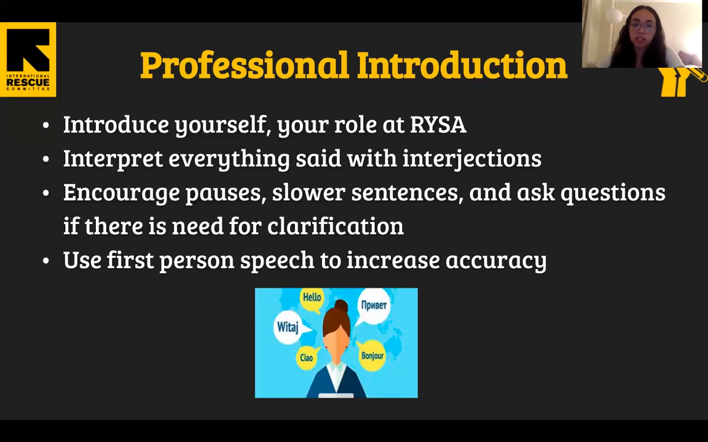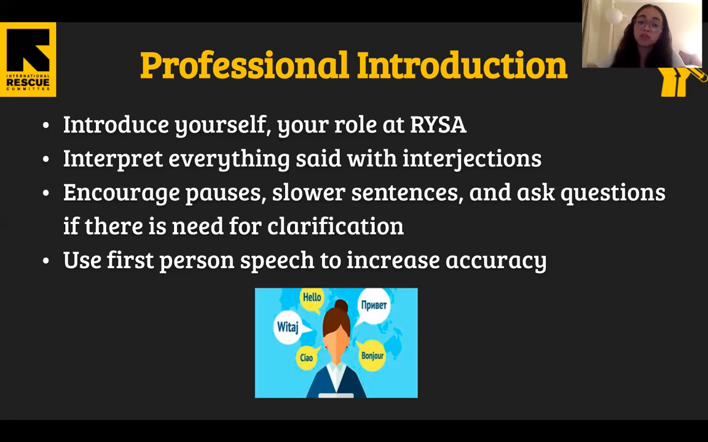Professional introductions. Introduce yourself and your role at RYSA. You should do this at the beginning of every conversation that you will be interpreting. Make sure that you explain that you will be interpreting everything and that you will be interpreting with interjections, meaning that you will ask for pauses and clarifications so that you can ensure an accurate and impartial interpretation.